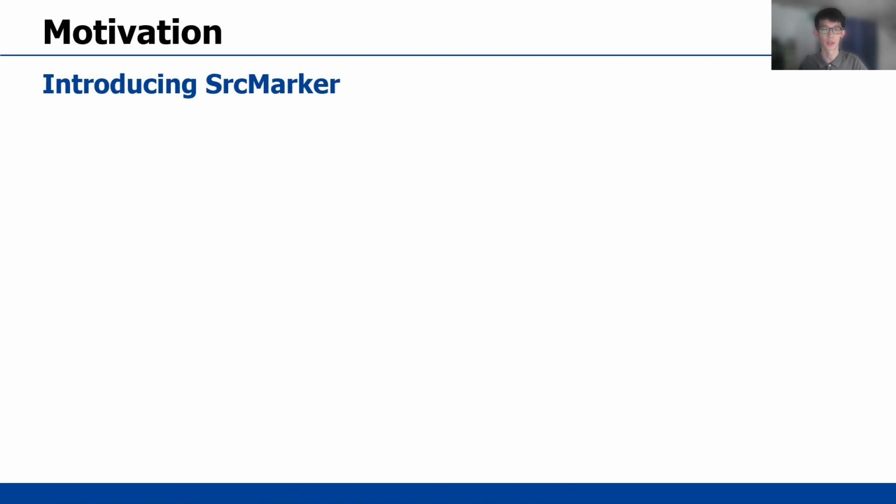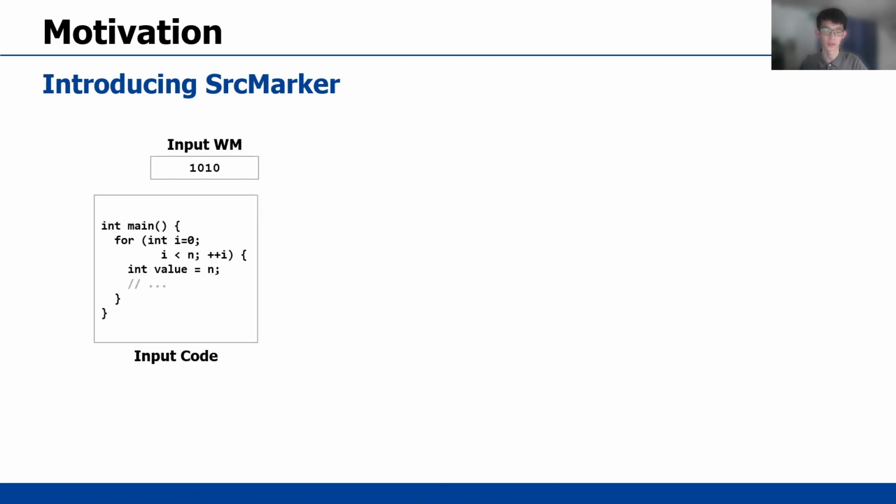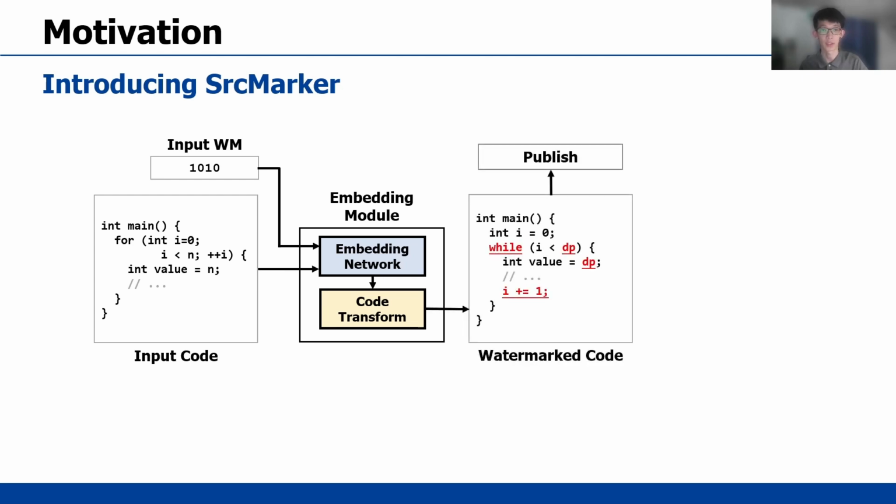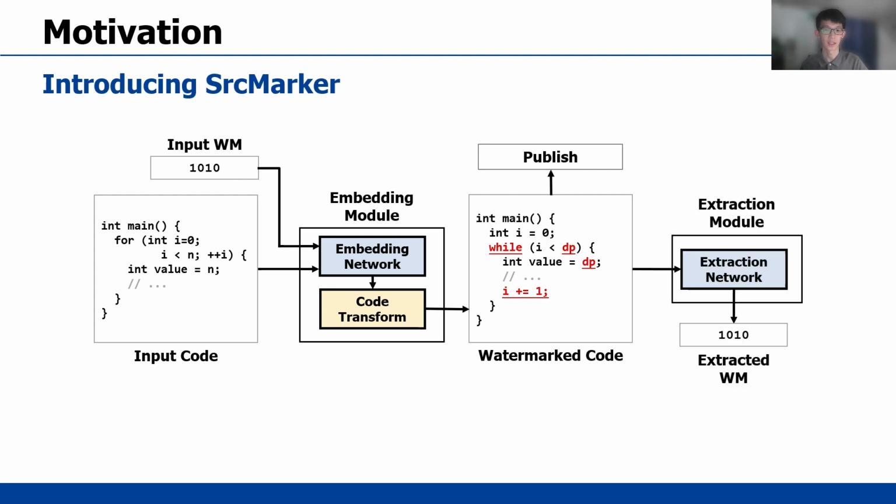To deal with these problems, we propose SrcMarker, a watermarking system for program source code. SrcMarker is capable of embedding bit strings into code snippets as an indicator of ownership. It contains an embedding module to encode the watermark into functions by performing semantic-preserving code transformations, and an extraction module to later extract this watermark.